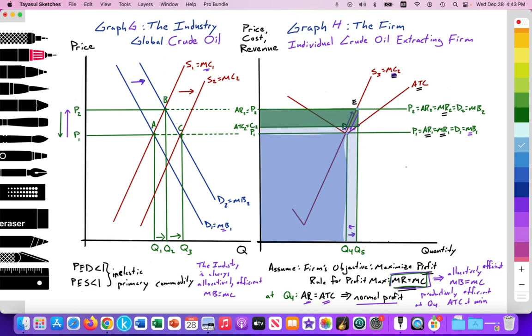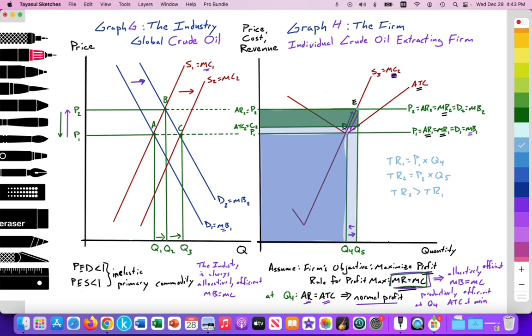In addition, we can also state that total revenue has increased. We can say that total revenue initially was TR1, equal to the price of P1 times the quantity of Q4. And then it increases to TR2, the higher price of P2 multiplied by a higher output at Q5. Thus, total revenue 2 is greater than total revenue 1. So the individual firm is generating supernormal profit and greater total revenue.